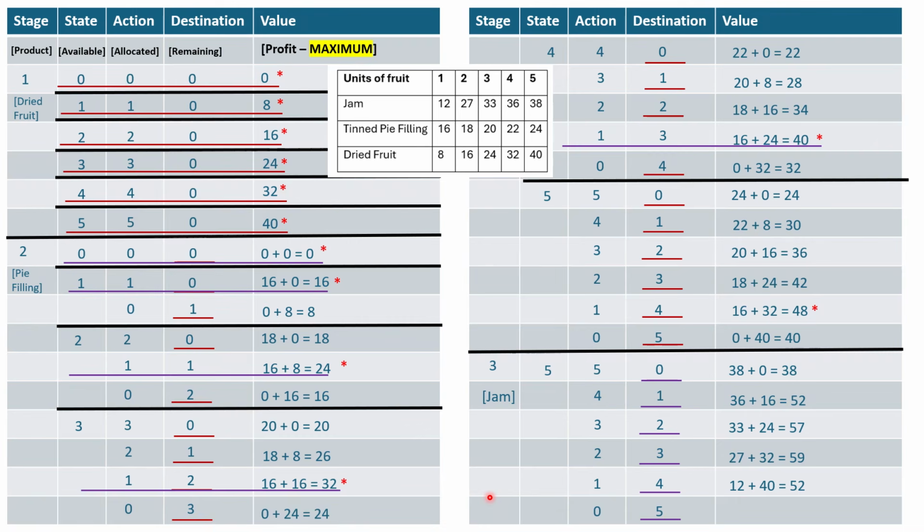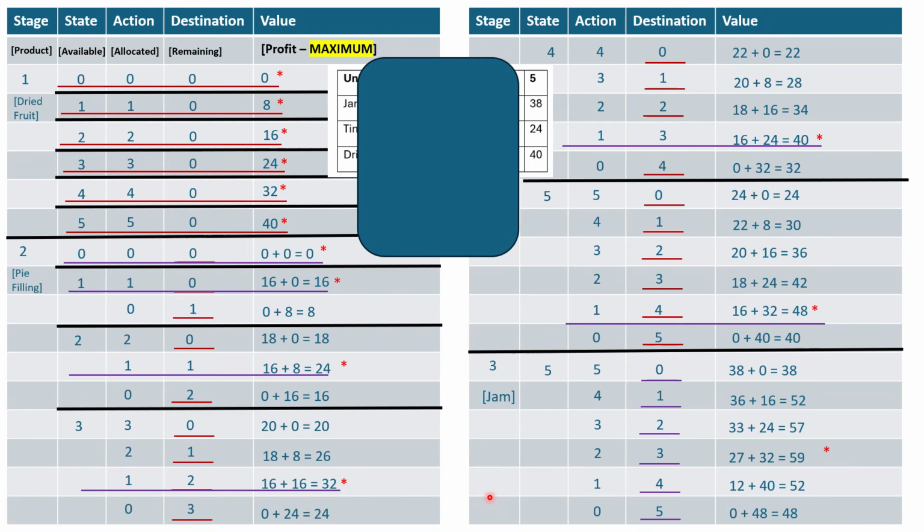Or if we allocate 1, which is 12, that leaves us 4. 4 then is up here. If we have 4 left over, the optimal value for it is 40. And then finally, if we don't allocate anything to jam, we have our 5, which is this line here, which is 0 plus 48. Our optimal value here then is 59.